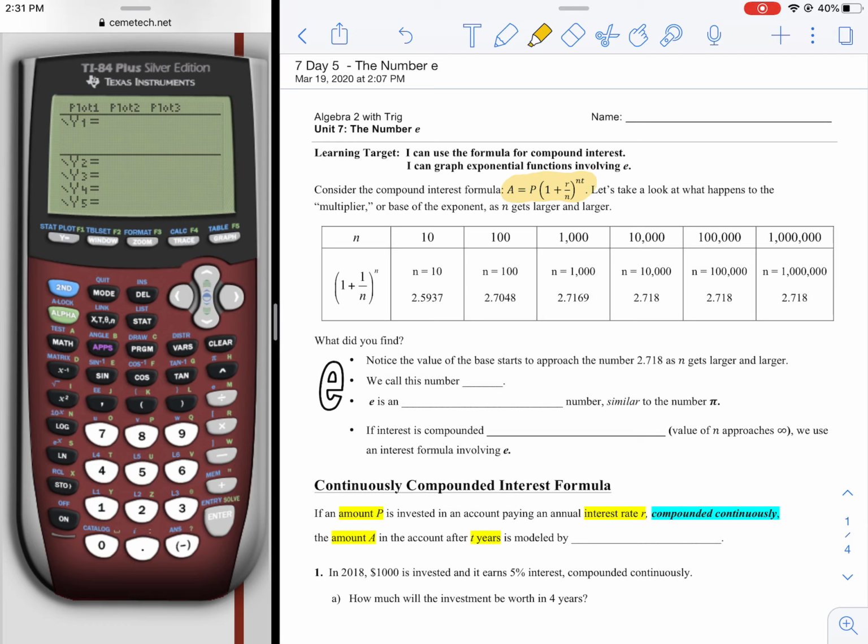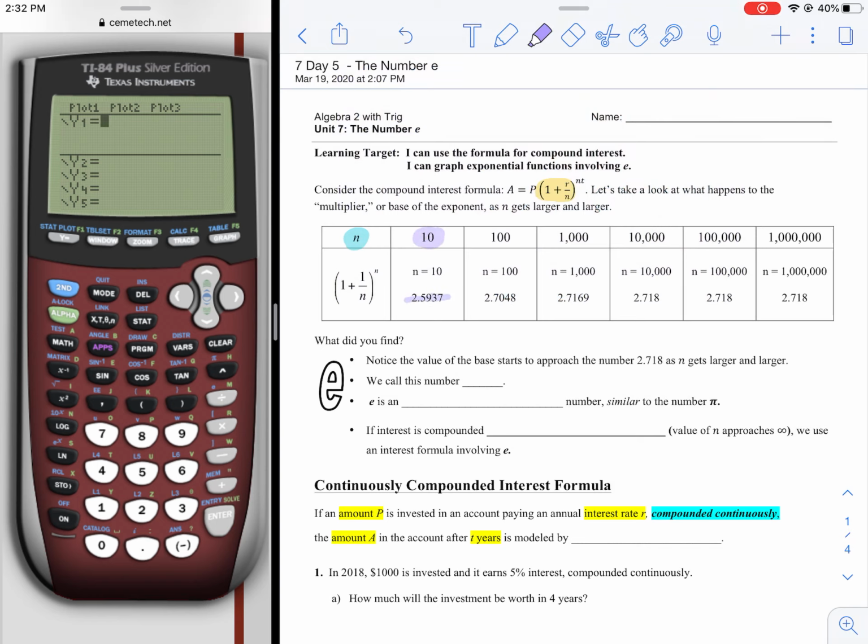Okay, so the more often that interest is compounded, what happens to that base of the exponent or the multiplier? If you look at the table that we are given here, we're specifically going to zero in on this base of the exponent. This is the number that is being multiplied repeatedly. So we're going to look at what happens to that base as the number of times interest is compounded gets bigger and bigger. N again is going to start at N equals 10.